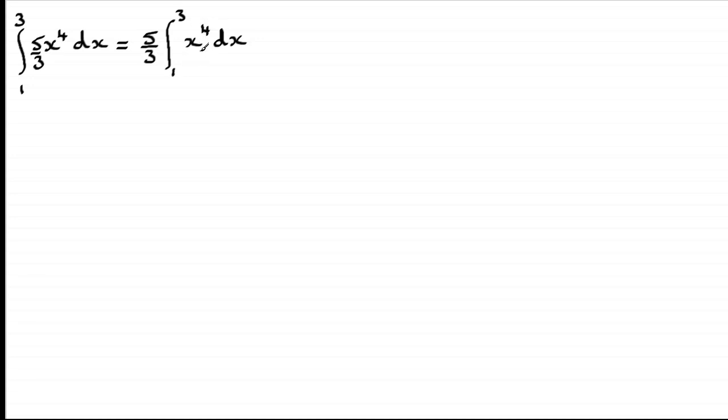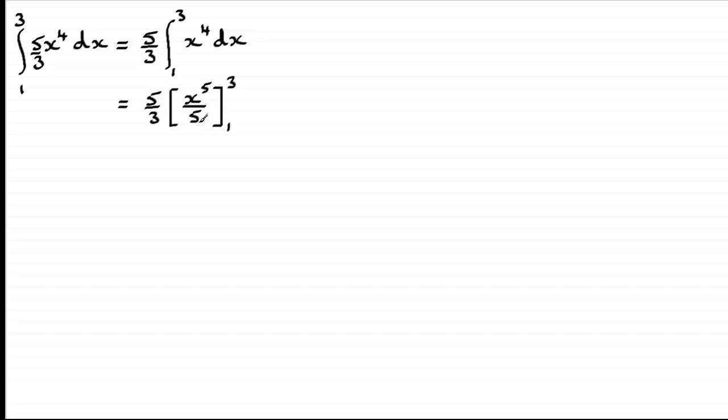What I need to do now is just integrate x to the power 4 in the usual way. So we know that's going to be add 1 to the power, divide by it. So it's x to the power 5 over 5. And I've kept that 5/3 out the front here. Now we've got our limits in, and all I need to do is just try and clean this up. And I can see at this stage that those 5s cancel.